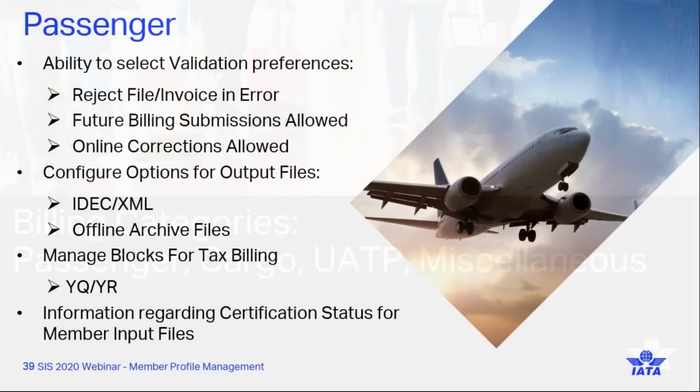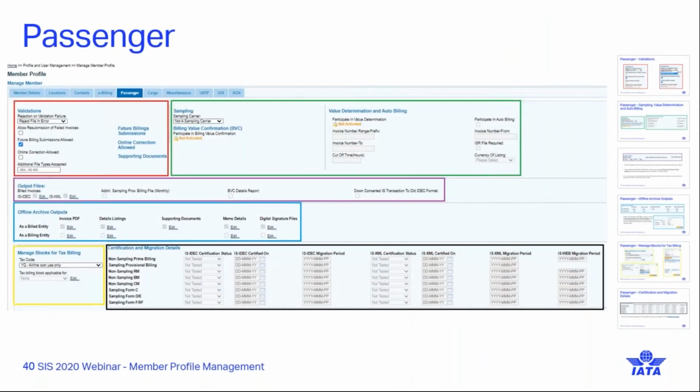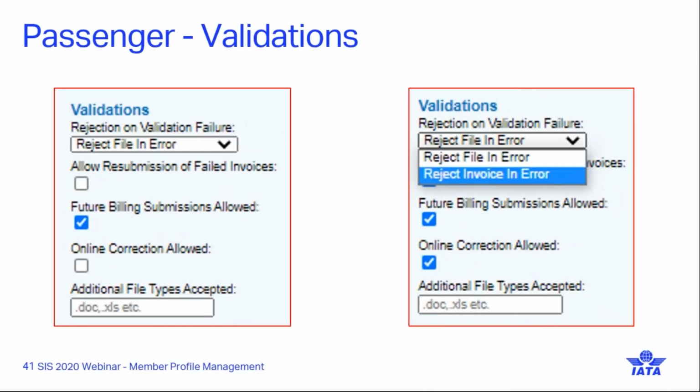So to begin, passenger. In passenger, you have the ability to select validation preferences, whether it be reject a file or invoice in error, future billing submissions allowed, online corrections allowed. You have the ability to configure options for output files, manage blocks for TAC billing, and information regarding certification status for member input files. Here's a screenshot of the passenger tab. And to begin, we look at validations.